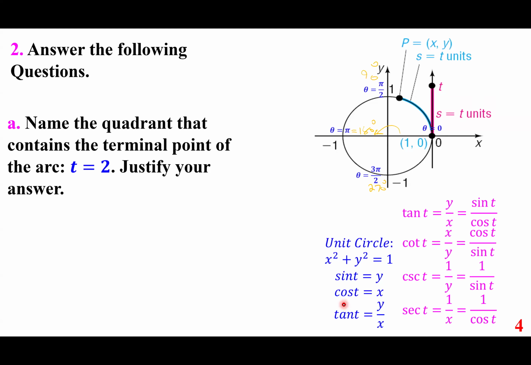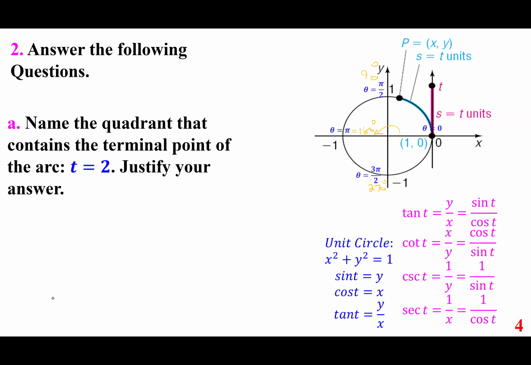So tangent is y over x or sine over cosine. Cotangent is the reciprocal of that, x over y or cosine over sine or 1 over tangent. Cosecant is 1 over y or 1 over sine. Secant is 1 over x or 1 over cosine.